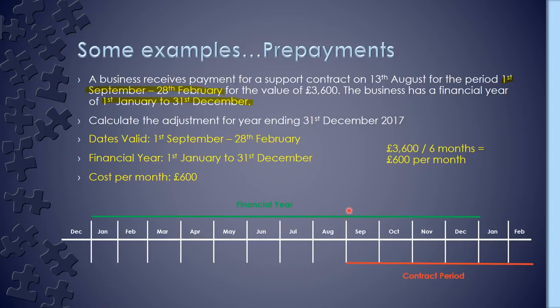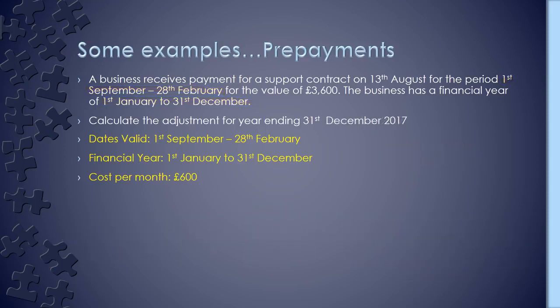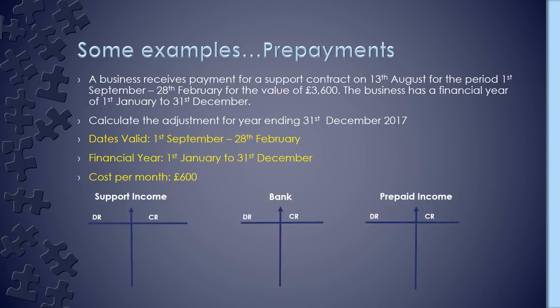So again, you can have a look at it where these two lines match up. So this is the relevant section for that particular year that you're doing the year end for. And then these 2 months where the contract is still valid will then fall into the next year. So let's have a look at how through the T accounts. So let's bring them up.